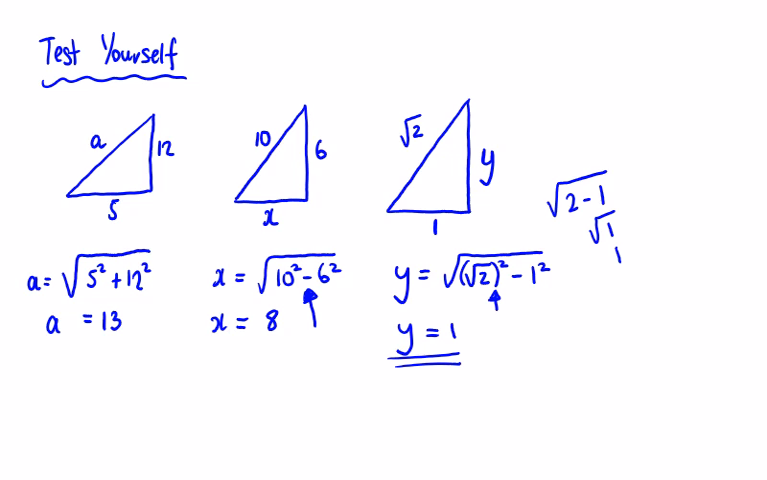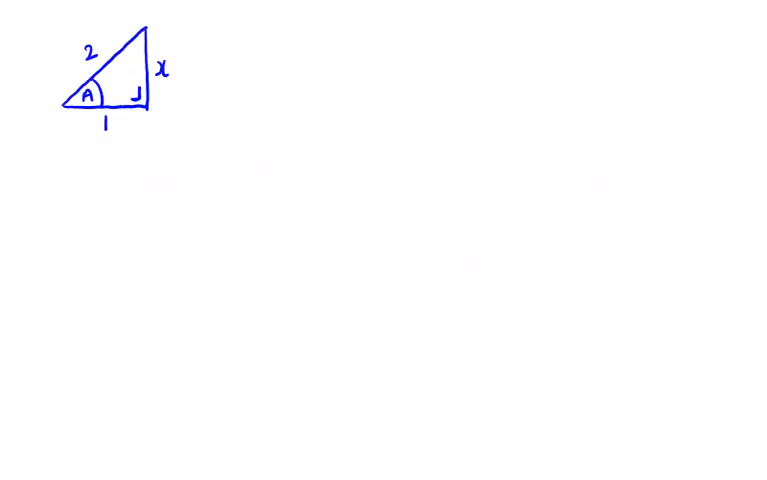Now we're going to move on in this video and we're going to look at more what are called surds. And we're going to introduce angles that come up all the time in maths. So in this question, we're going to find x, then we're going to find the angle A, and then we're going to find the angle B using two different methods.